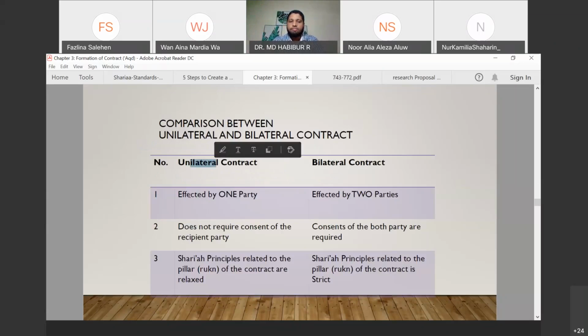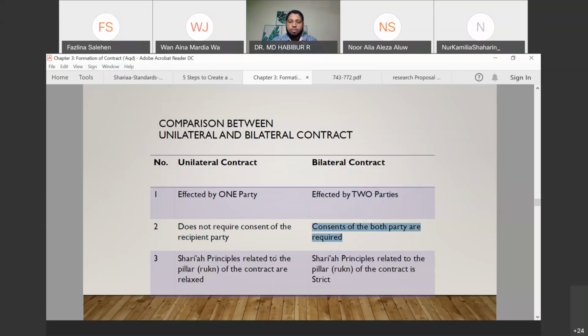Unilateral is effected by one party. Bilateral is effected by two parties. In unilateral, it does not require consent of the recipient party. No need for his agreement or her agreement. But here, in bilateral, the consent of both parties is required, is a must.